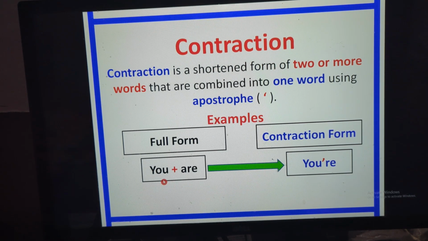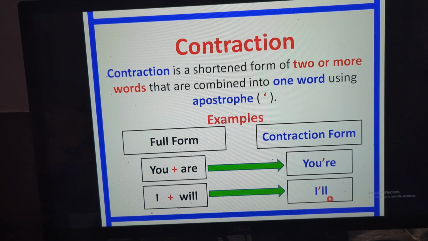So, you are, you're. One more example, I will, I'll, I apostrophe ll. So I will, these two words become I'll. So, respected viewers, let's see more examples of contractions.